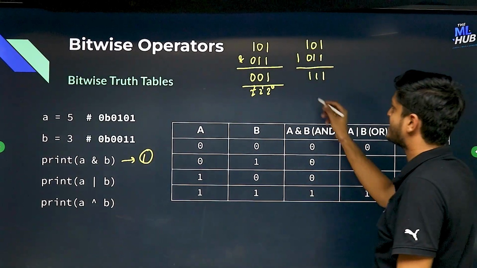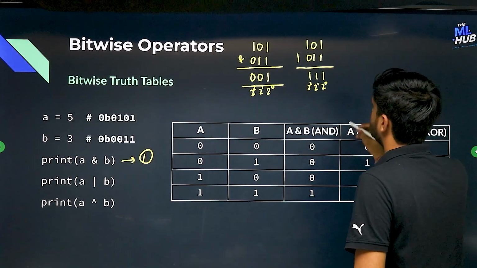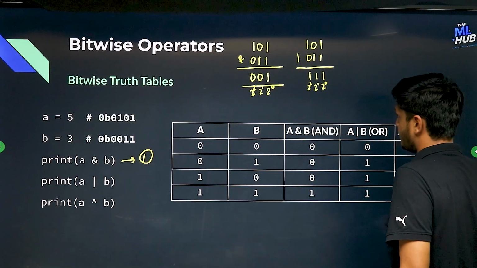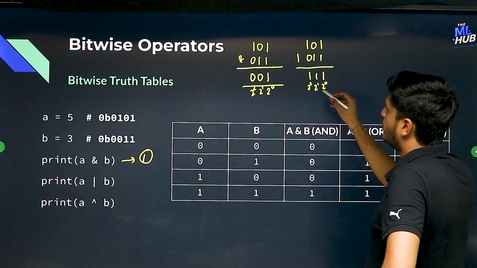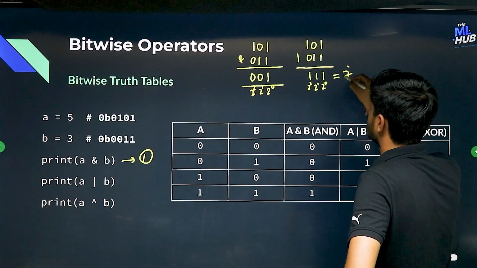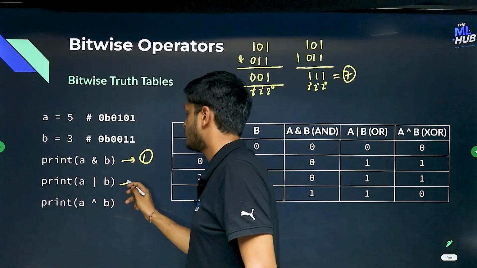Okay, and this is the binary of what? 2 to the power 2, 2 to the power 1, 2 to the power 0. So 1 into 1 is 1, 2 into 1 is 2, and 4 into 1 is 4. 4 plus 2 plus 1 is 7. So 111 is the binary of 7. So this will become 7.